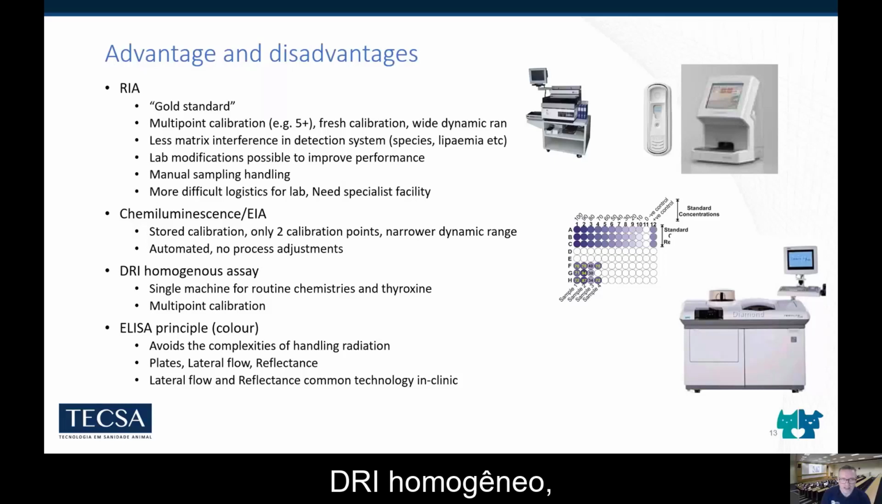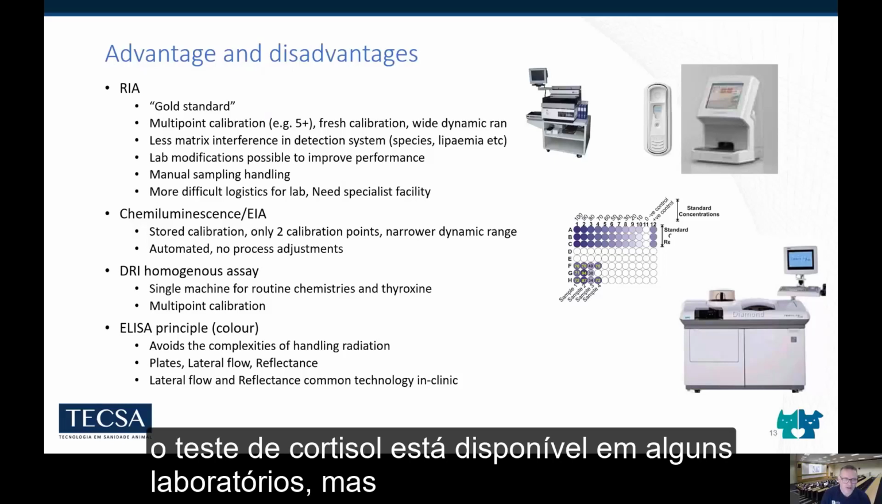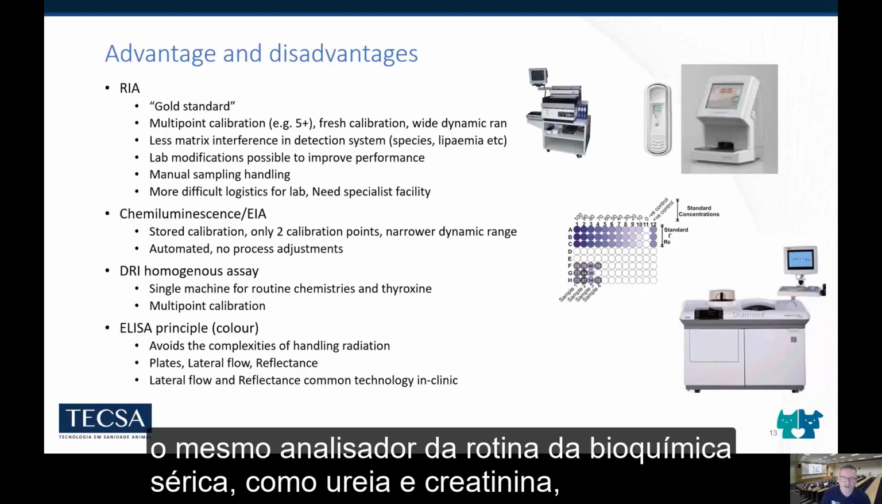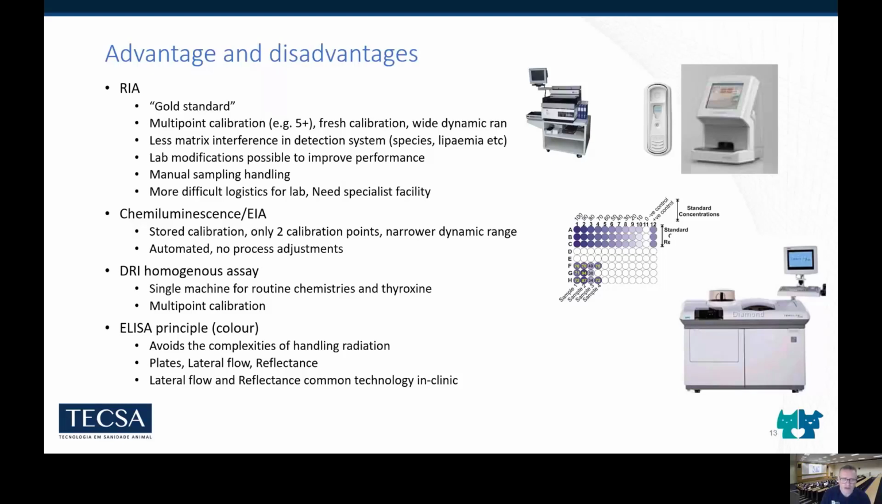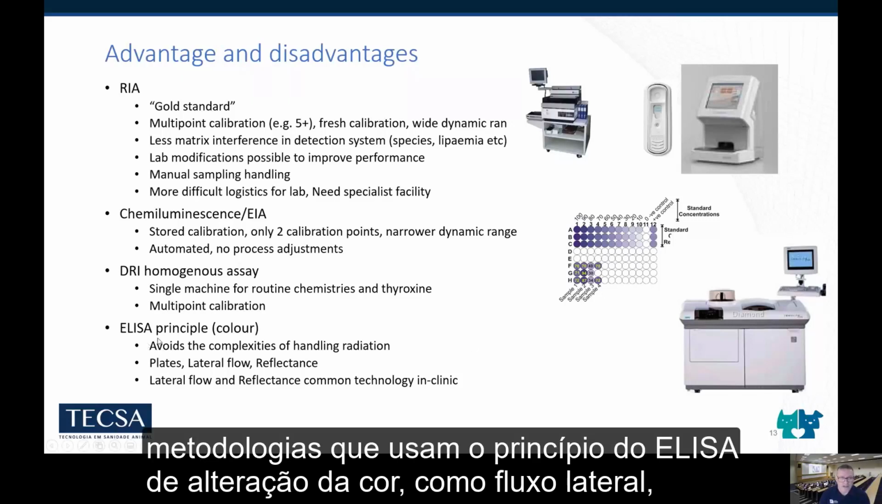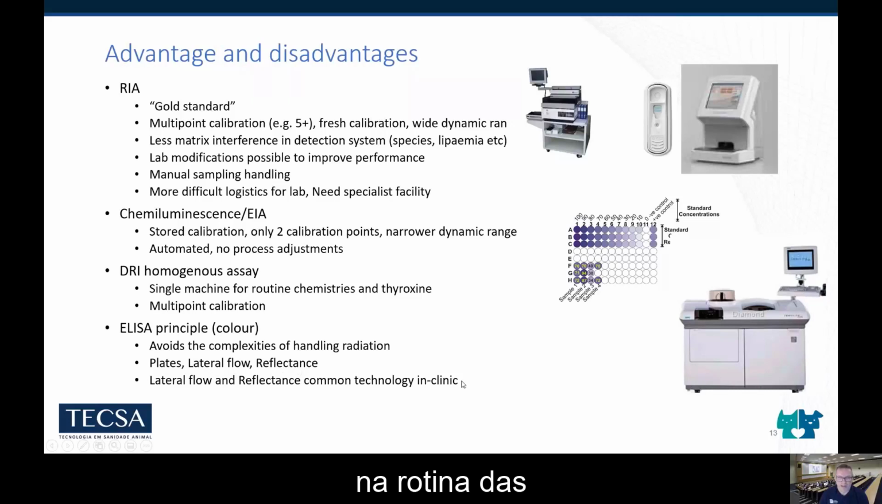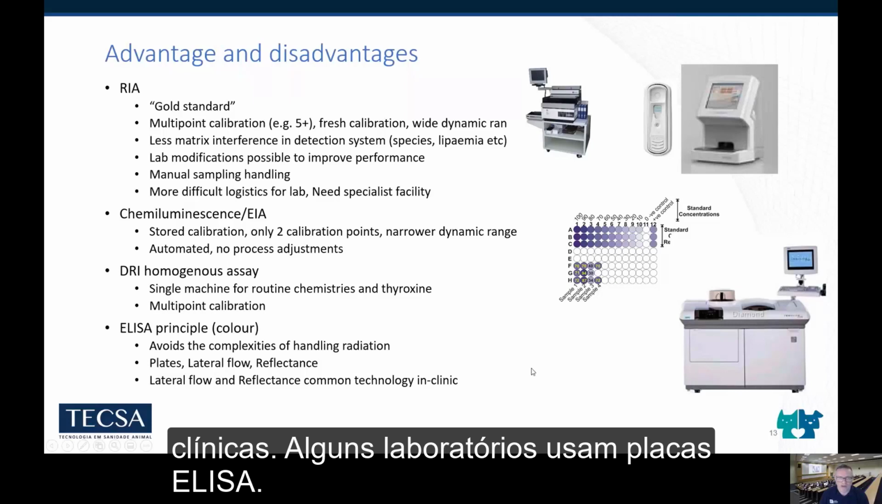This DRI homogeneous assay, if a cortisol one is available, there's a couple of labs that are using something. They may have created it themselves, but it does allow the same analyzer that routine chemistries are being run on, like urea and creatinine, to also measure the hormone of interest. It does run with a multi-point calibration like RIAs. And then there are a variety of methodologies that use this color change ELISA principle, like lateral flow, reflectance photometers, and those kind of things, commonly used in clinic technologies, although sometimes labs use ELISA plates.